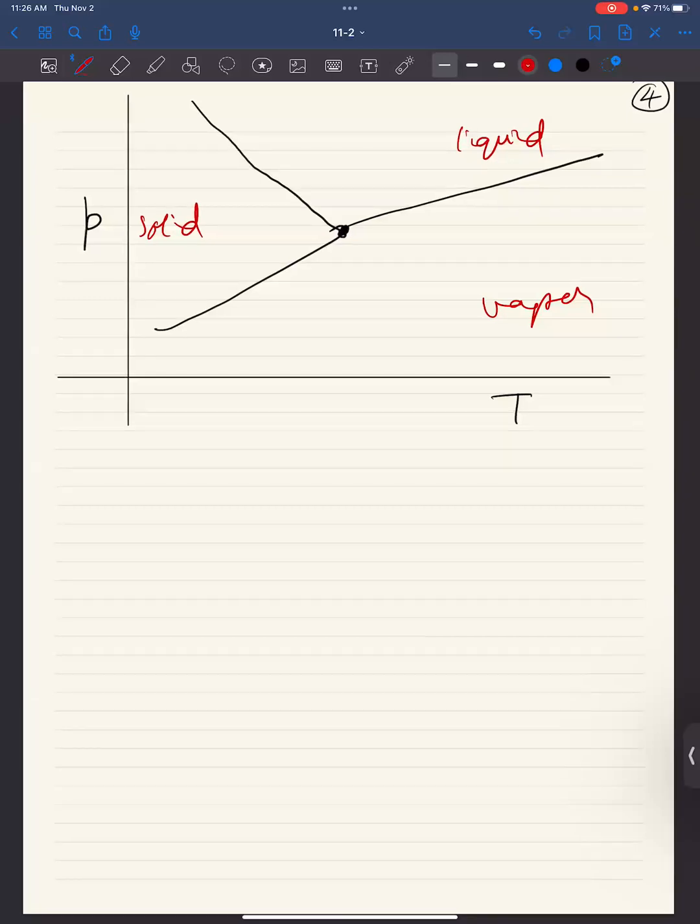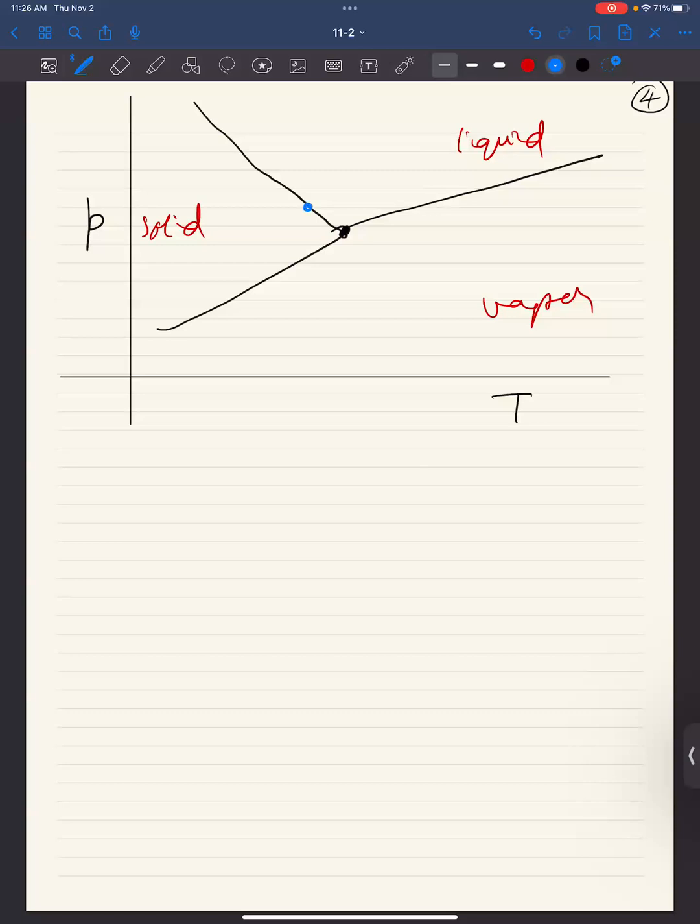So that's important, right? It should be somewhere along this curve. It can't be deep in any phase. 0 degrees Celsius is where it exists in equilibrium. So it could be 0 degrees Celsius and 1 atmosphere.